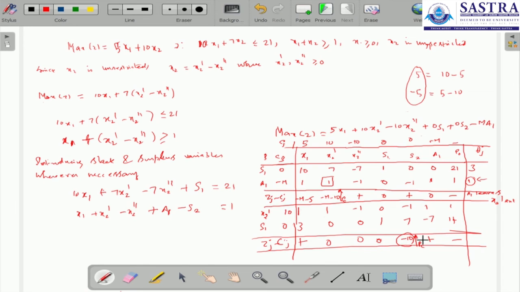Now P0 column divided by pivot column gives negative here. 1 by minus 1 is negative. 14 by 7 is 2, and hence now S1 leaves and S2 enters.